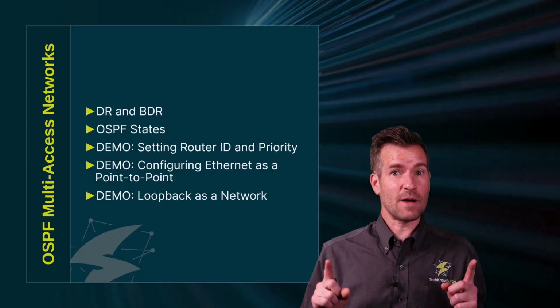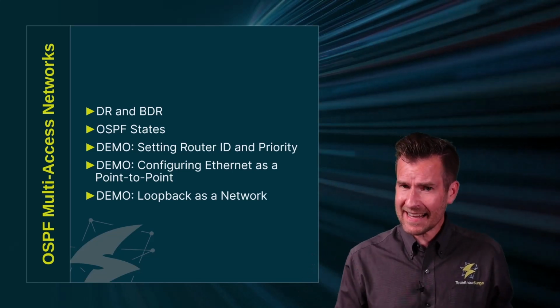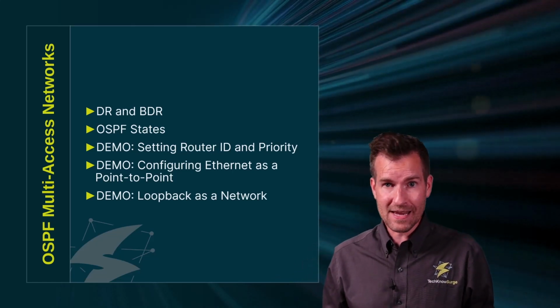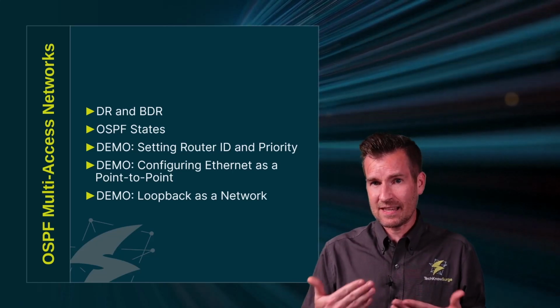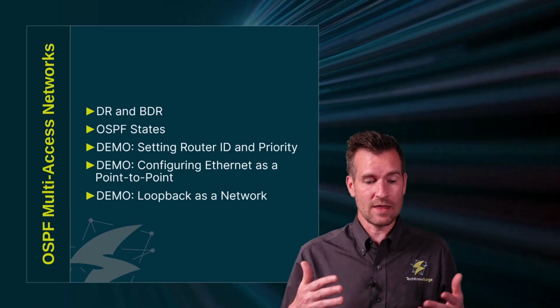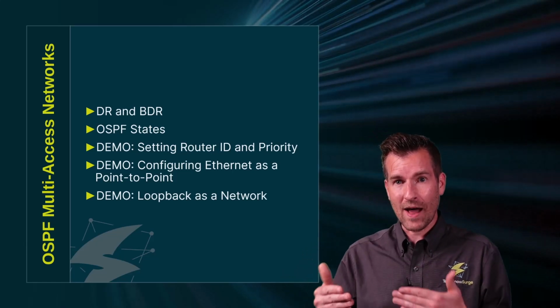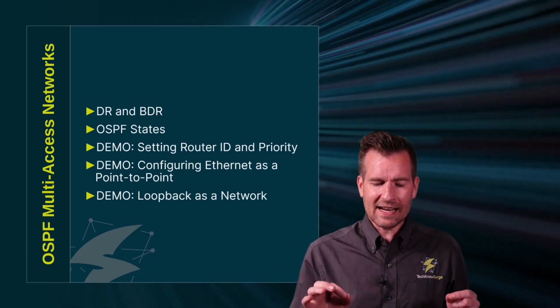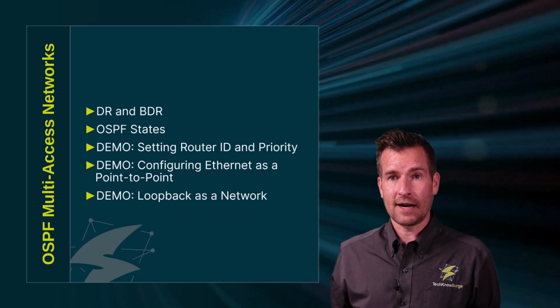We're going to kick this module off getting into what designated routers, or DRs, and backup designated routers, or BDRs, are. We'll talk about the differences between the two and the process of that election. We'll also get into the different OSPF states and what happens when they do make neighborship and connection. We'll also get into setting router ID and priority.